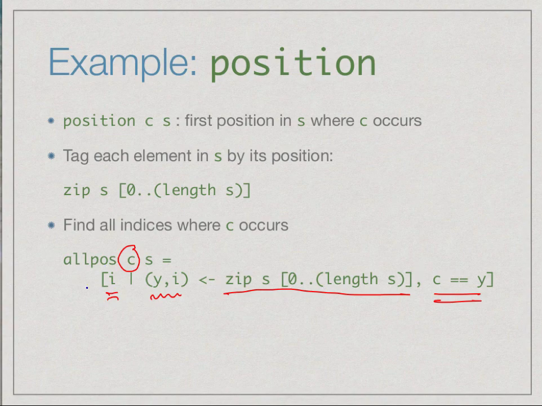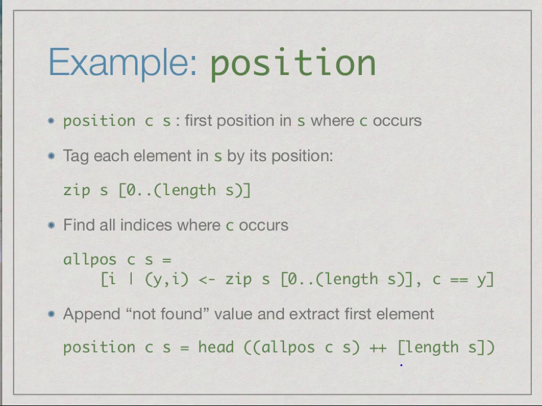We basically want to take the head of this list. We want to take the head of this all pos CS, because that is the list of positions where C occurs. But unfortunately, there may be a situation where C doesn't occur, in which case we have an empty list, and head first of all will not work on the empty list, and secondly it will not be the answer we want, because position CS is supposed to return length of S in case there is no position where C occurs. But this is easy to solve.